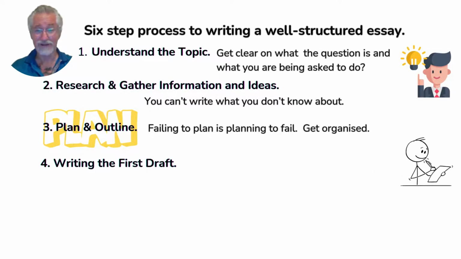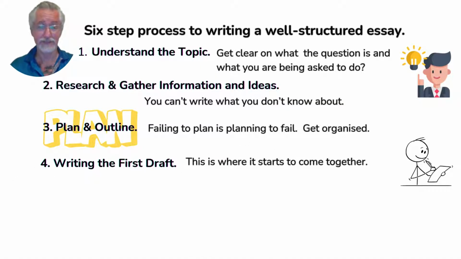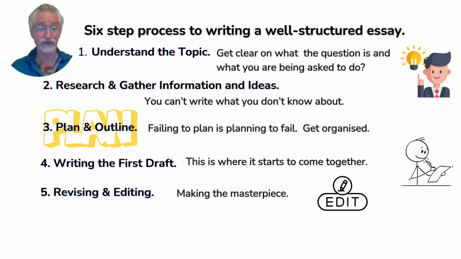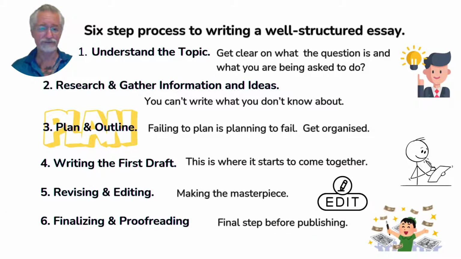Number four, write the first draft. This is where your essay starts to come together. Number five, revise and edit. This is where you turn your draft into a masterpiece. And number six, you finalize and proofread before submitting or publishing. They're the 6 steps. Let's have a look at them one at a time.